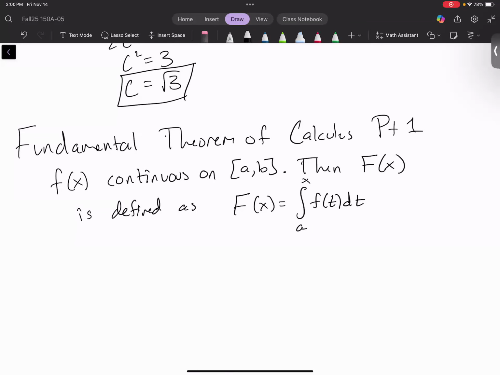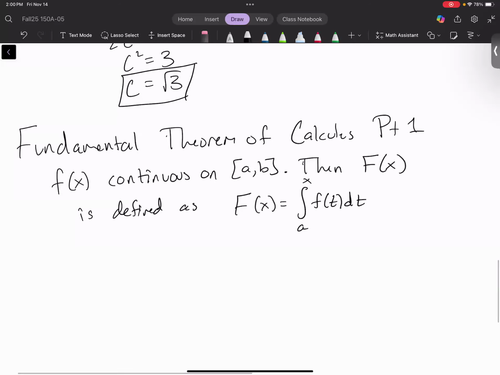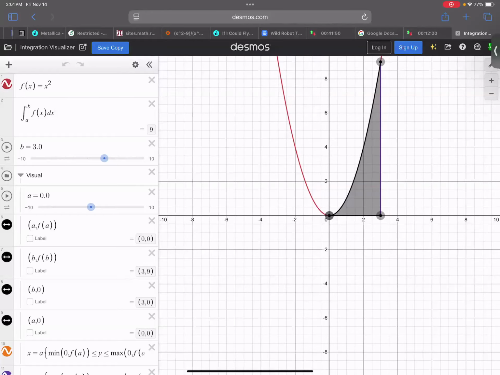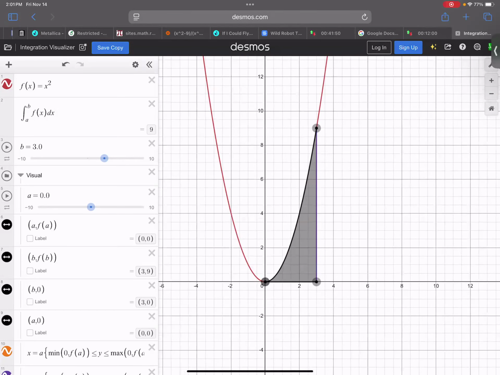If you imagine, let me actually pause here and get you guys a visual. Ignore all this stuff on the left-hand side. All the specifics here don't matter. What's going on here is we have a function in red, and the integral tells us this area in black, right?